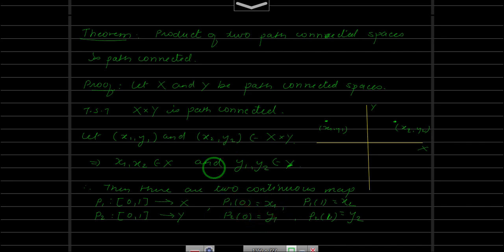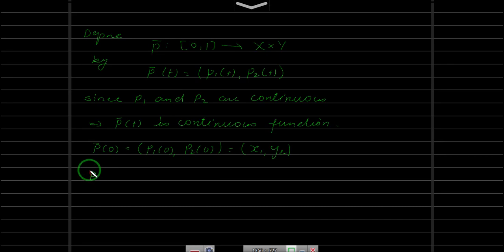So first point will be mapped to x1 comma y1, and p bar of 1 will be equal to p1 of 1 comma p2 of 1, and both are mapped to x2 comma y2, right? Hence, therefore, p bar is the required path, correct? And therefore, the product x cross y of path connected spaces is path connected.